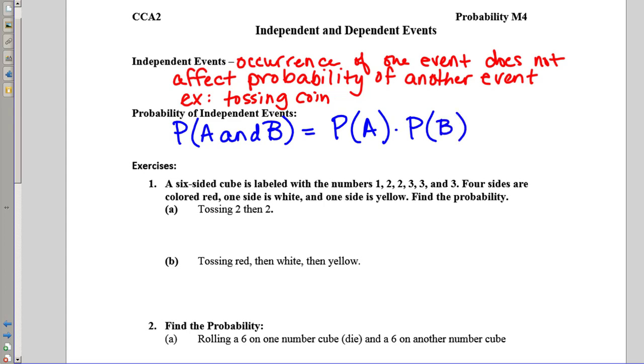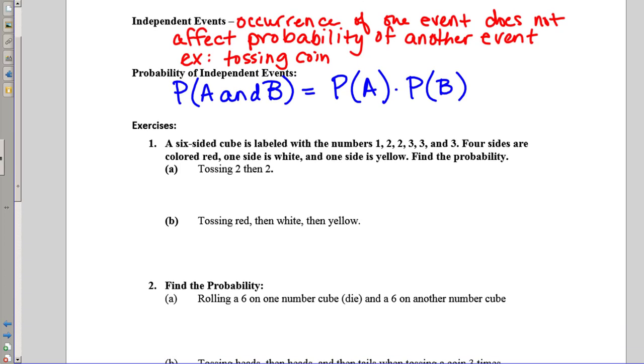So if we take a look at the first exercise, I have a 6-sided cube, a number cube, if you will. It's labeled with the numbers 1, 2, 2, 3, 3, 3. 4 sides are red, 1 side is white, 1 side is yellow. What's the probability of tossing a 2 and then a 2?